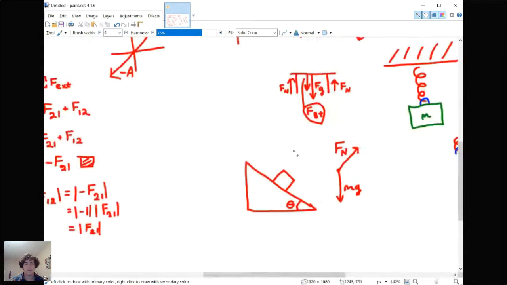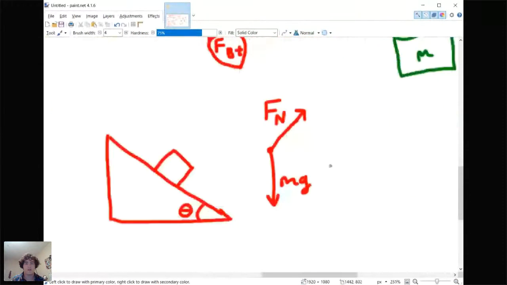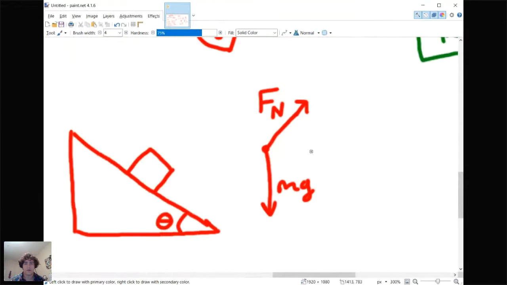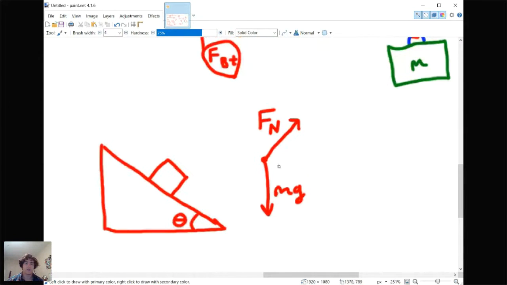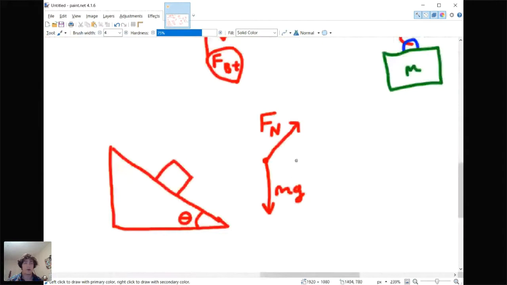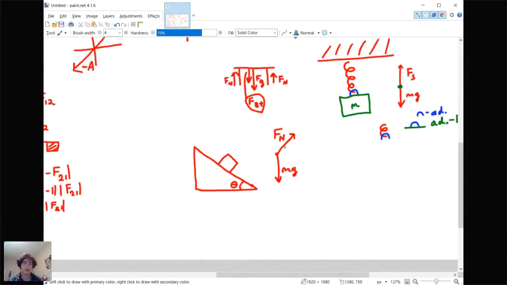So these are very clearly nowhere near third law pairs, right? They may be equal in magnitude, but just by knowing how to do these problems and doing them over and over again, they're not equal in magnitude, nor are they opposite in direction. There's two reasons: they're acting on the same object, so they're not consequences of each other, and they're not opposite in direction, nor are they equal in magnitude. So we're going to have to analyze this a little deeper.